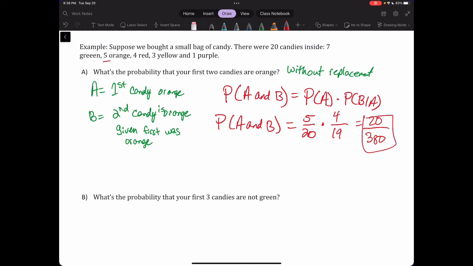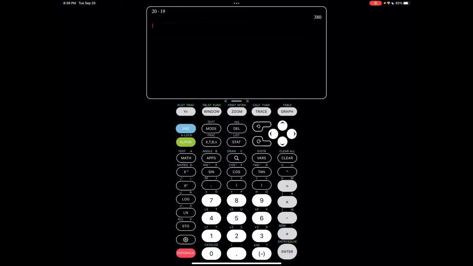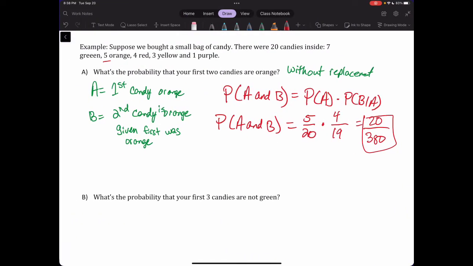And if we want to convert that to a decimal, just take 20 divided by 380, and we get 0.053, if we go to 3 decimal places. Okay, so a little over 5% chance that our first 2 candies are orange.